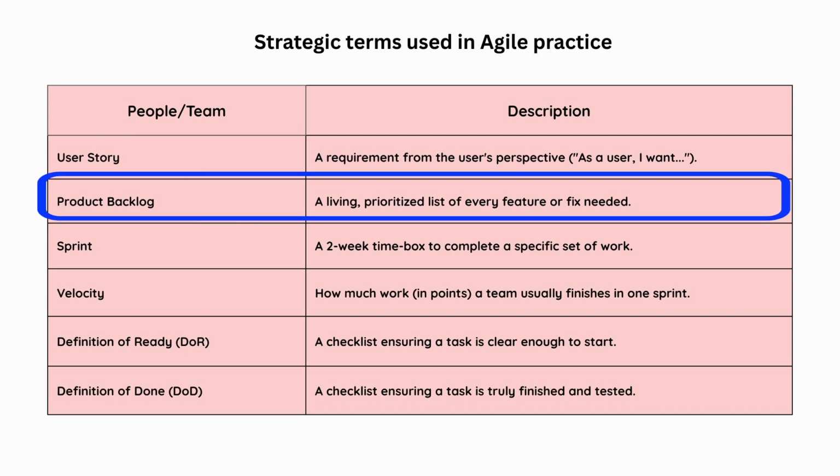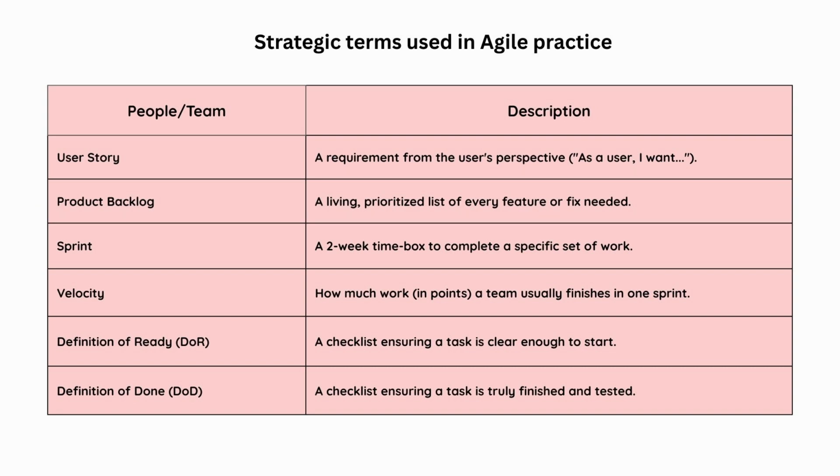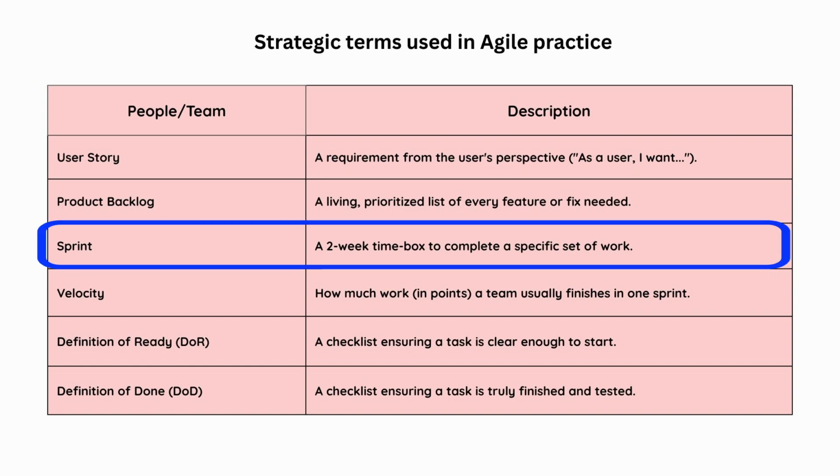Product backlog, a living, prioritized list of features, fixes, and improvements. The backlog is owned by the product owner and used by the whole team to guide development. Sprint, a short, time-boxed period, usually 2 weeks, where the development team, facilitated by the Scrum Master, focuses on completing selected work items.